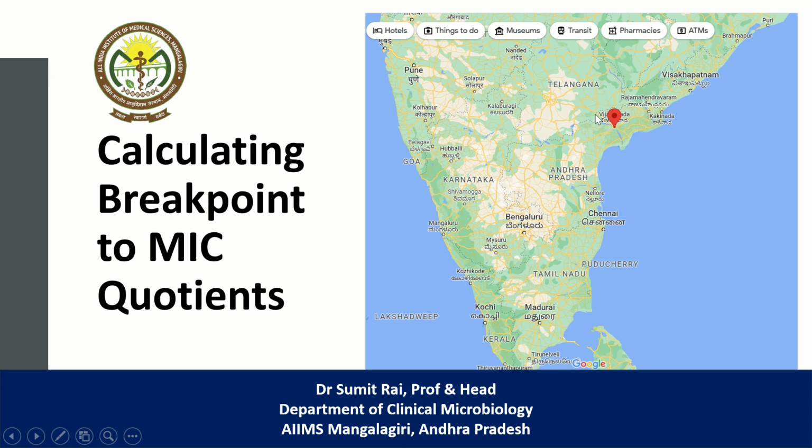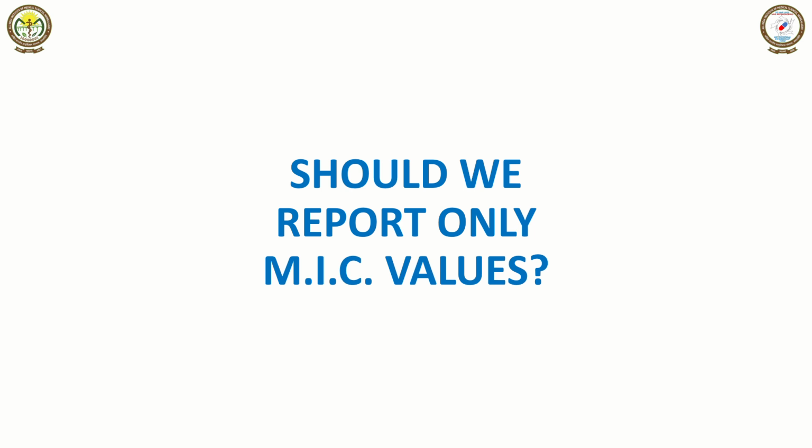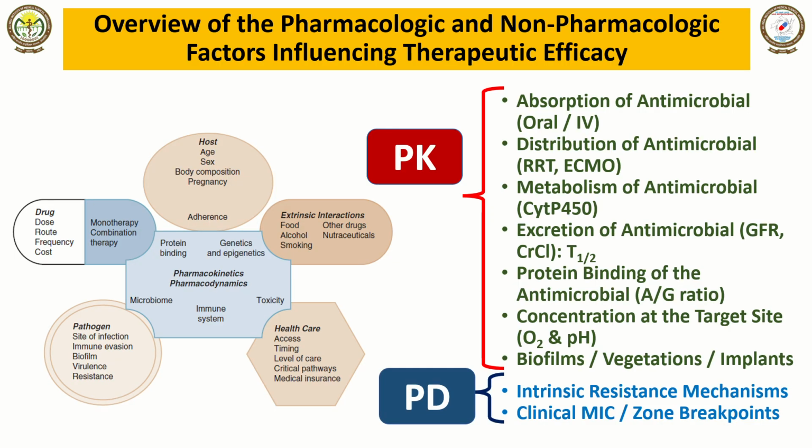And today I'll be talking about how to calculate the breakpoint to MIC quotients and how we are doing it at our institute using an Excel based tool. So should we report only the MIC values or is there something beyond that? And what exactly are the breakpoints?